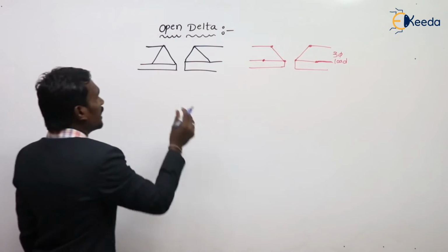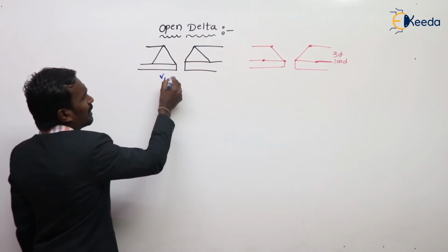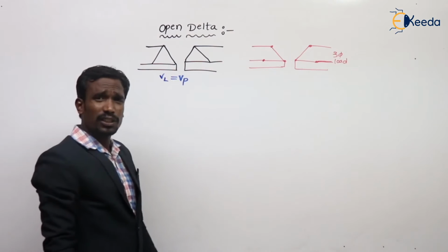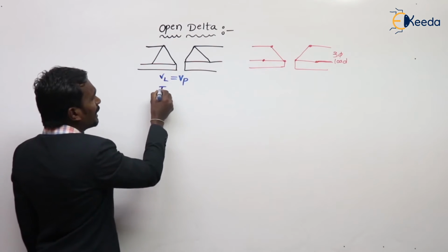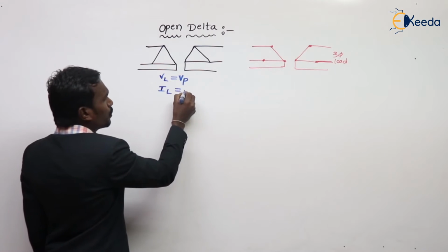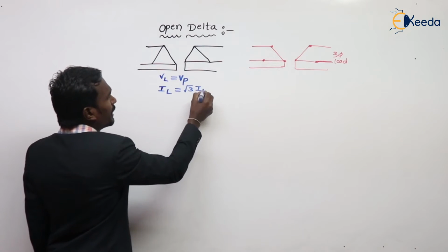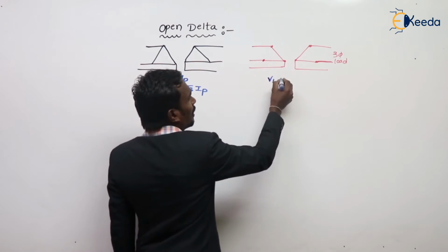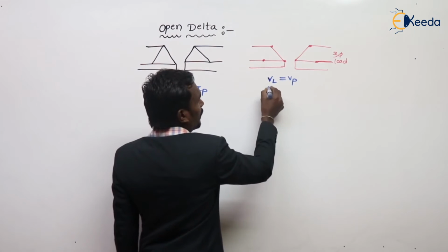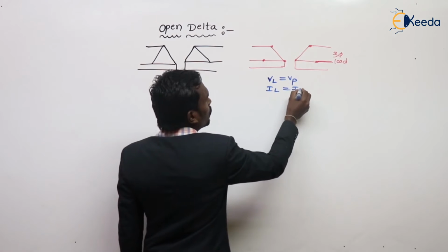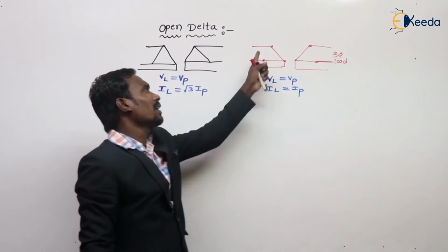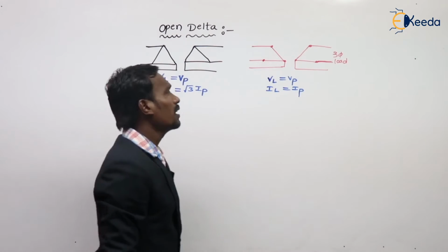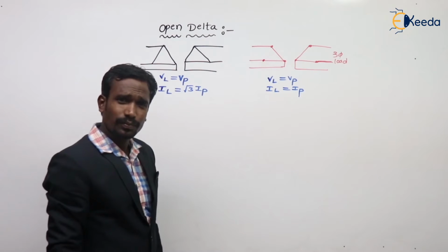Let's see, generally this is delta. In delta, line voltage is equal to phase voltage, and line current is equal to root 3 times the phase current. We know this. But in open delta, line voltage is equal to phase voltage and line current is equal to phase current. Both are the same here. This is delta and open delta.